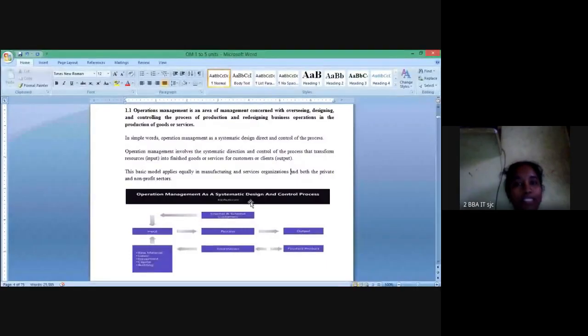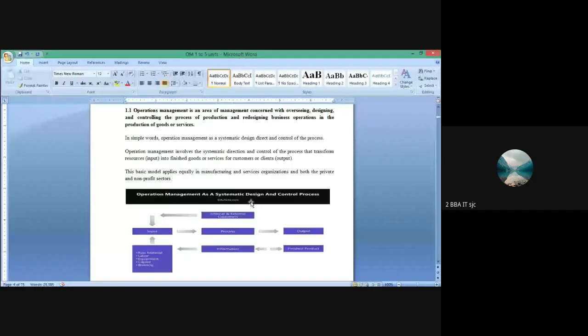Okay, operations management means it is a systematic design, and it gives direction and control of the process. To manufacture any product, we require raw material and machinery, and that material is converted into finished products. That is called production.